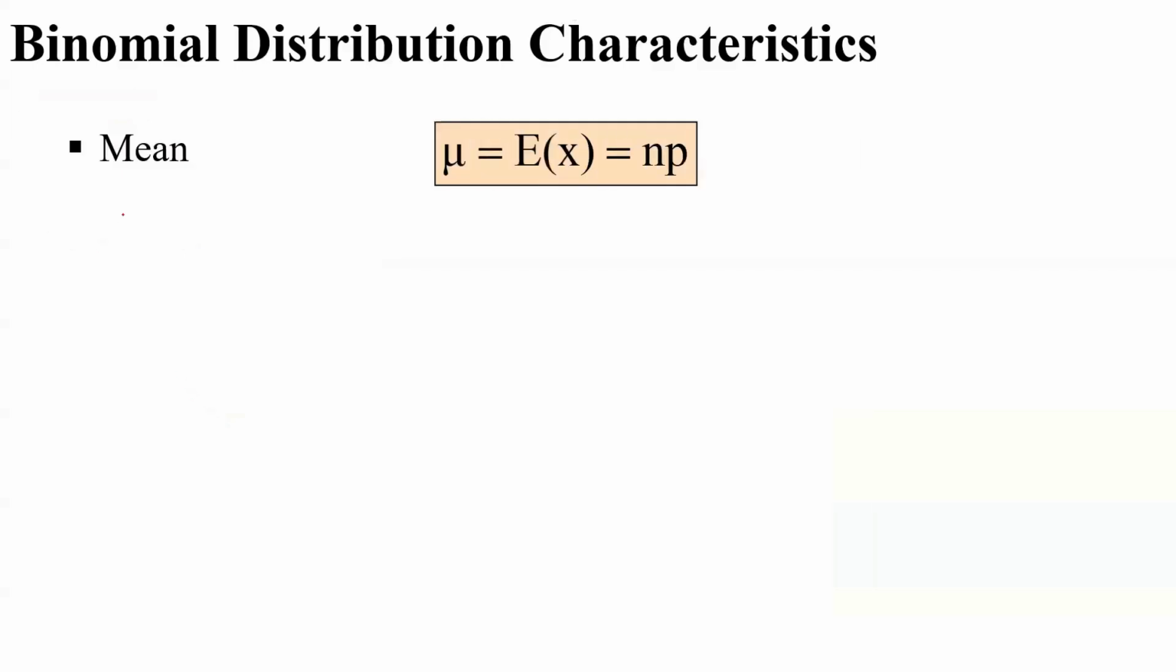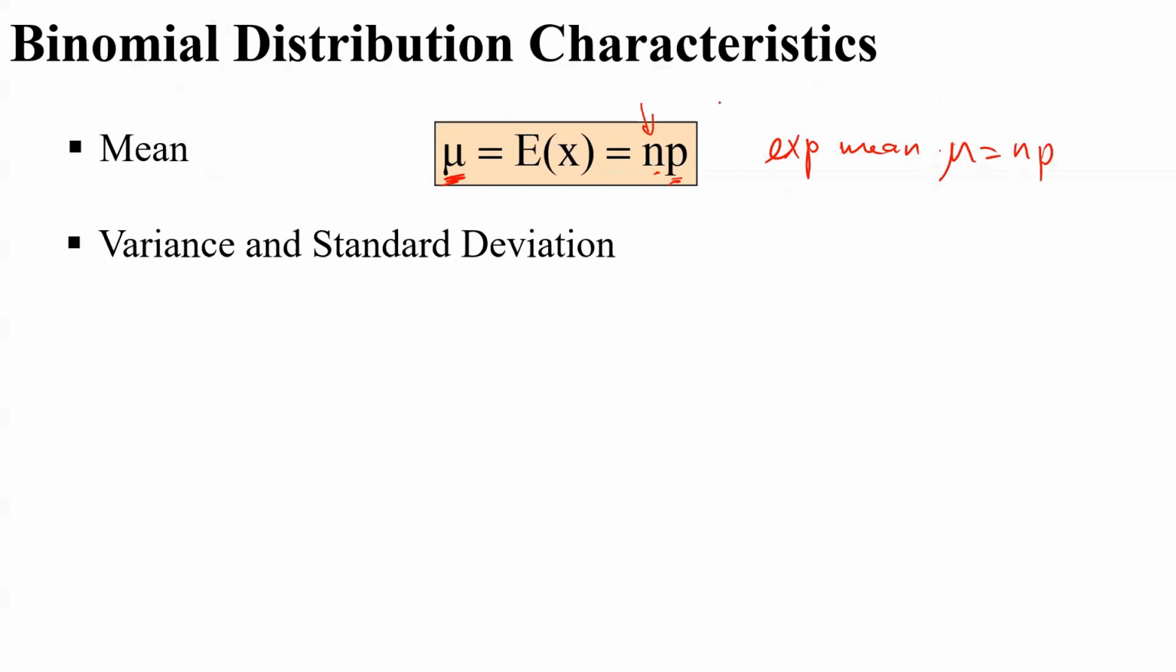Now for the binomial distribution, we know the expected mean is calculated with np. So the number of trials multiplied by p, the probability of success. So the expected mean we can easily calculate by multiplying the number of trials with the probability of success. That's what we call the mean, equal to np.